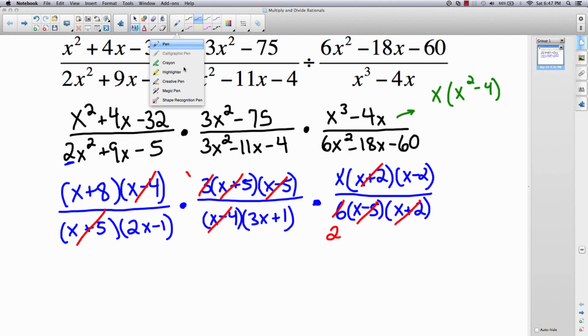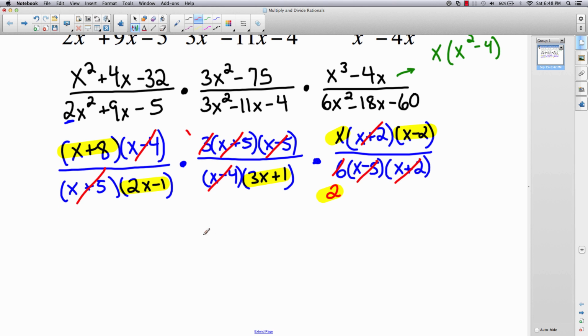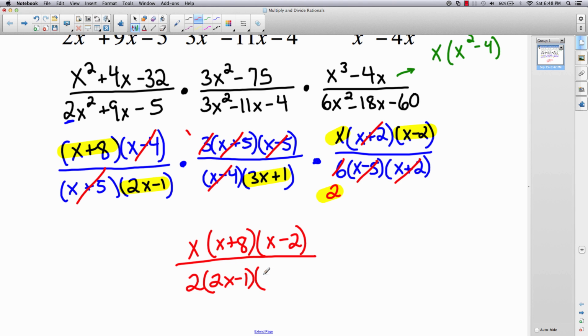So that's all we could factor, so we'll just see what's left in our numerator. We have an x plus 8, an x, and an x minus 2. In our denominator, we have a 2x minus 1, 3x plus 1, and a 2. So our final answer, we'll just go ahead and put that all together. We'll have x times x plus 8, x minus 2, and then in our denominator we have 2, 2x minus 1, 3x plus 1. And that's it. We can't factor anything else, so this here would be our final answer.